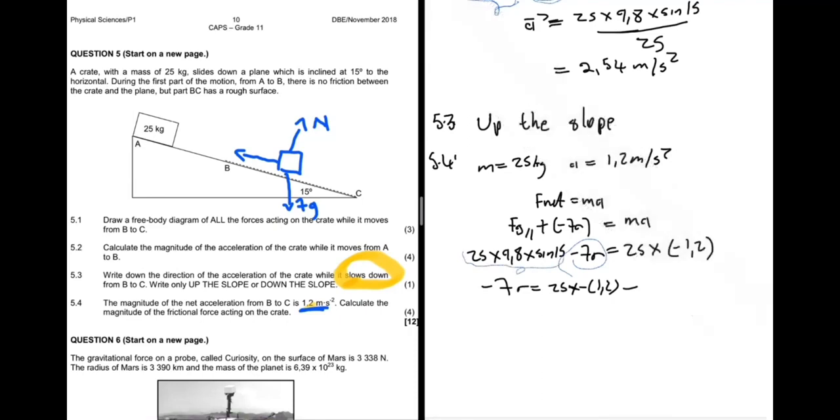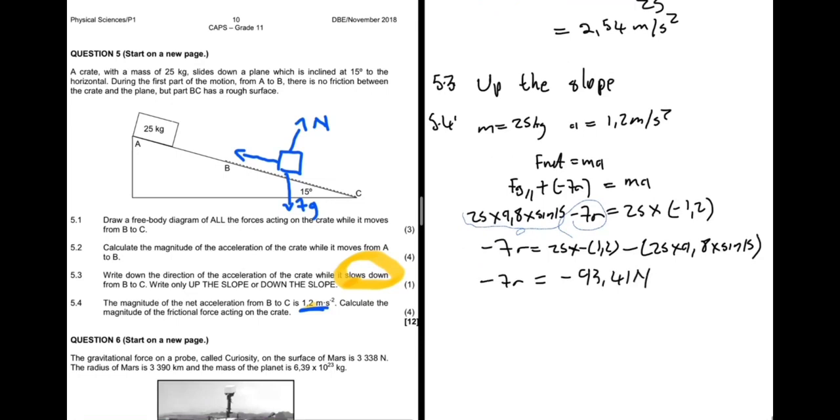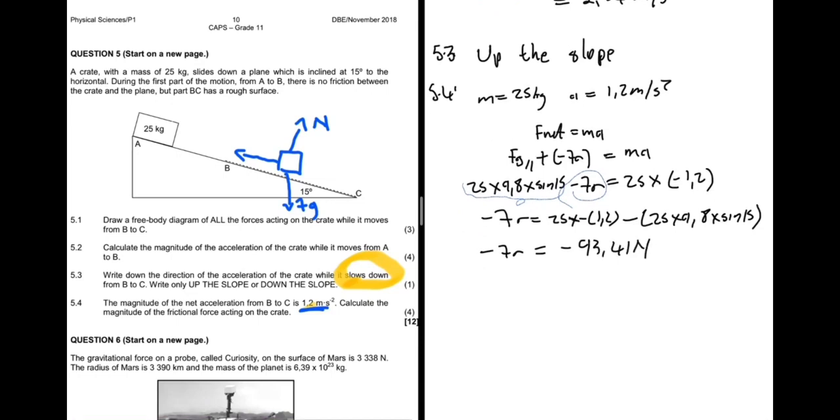So if we do that, we're gonna get minus 25 multiplied by 9.8 multiplied by sine of 15. So minus friction will be equal to minus 93.41 newtons. Just to write it largely, we will see this is friction being equal to 93.41 newtons.